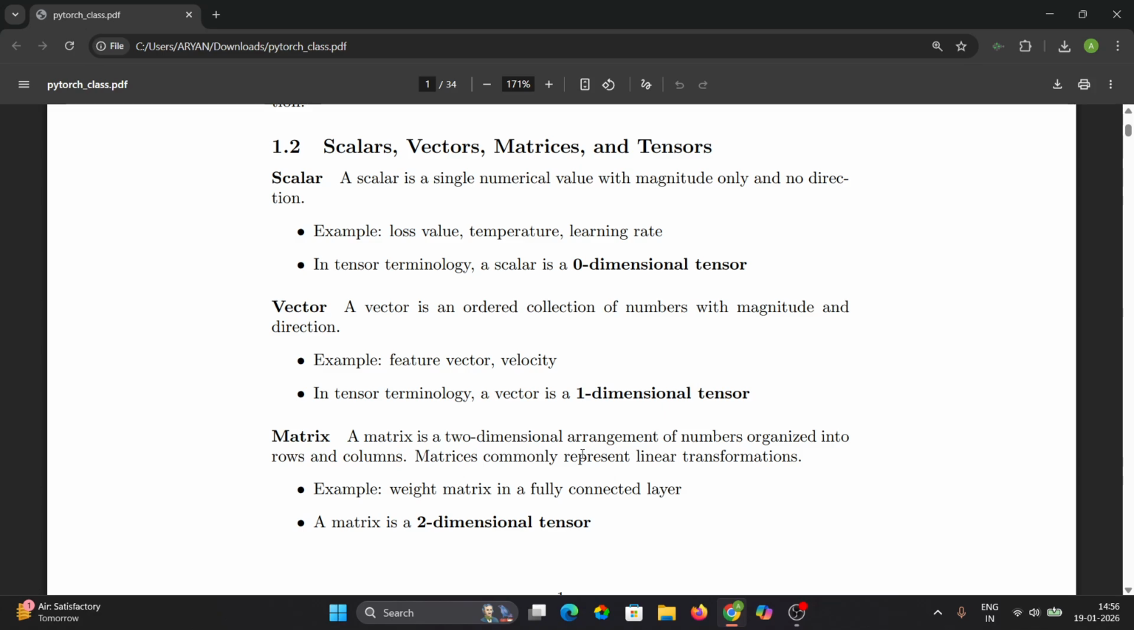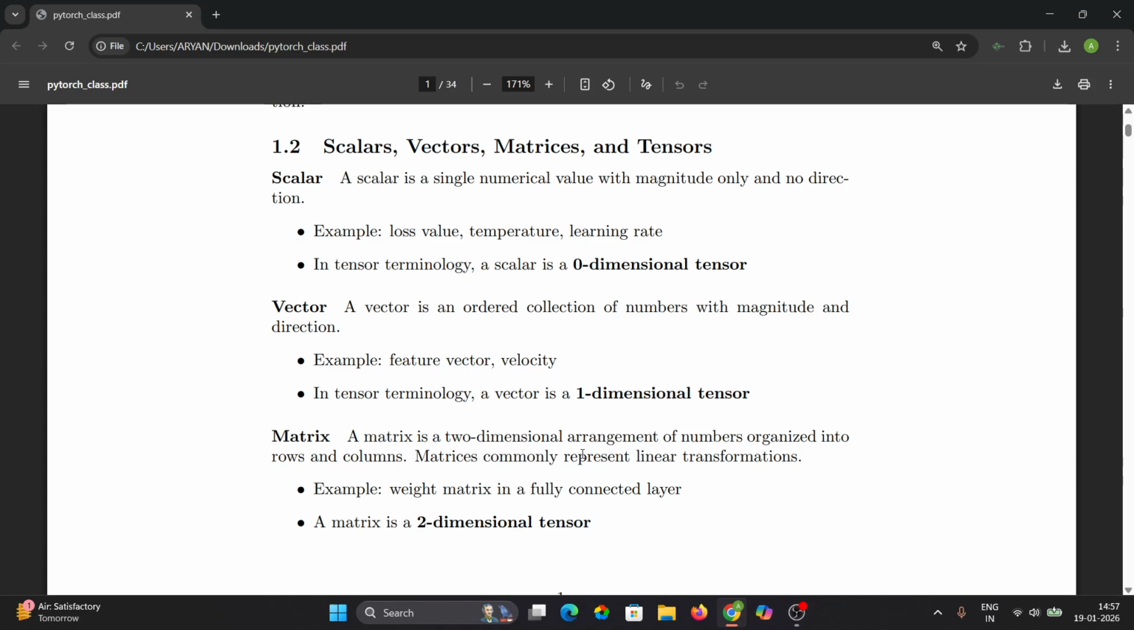In tensor terminology, a scalar is a zero-dimensional tensor. If we think of a scalar in terms of tensors, it is just a zero-dimensional tensor. Now, what is a vector?